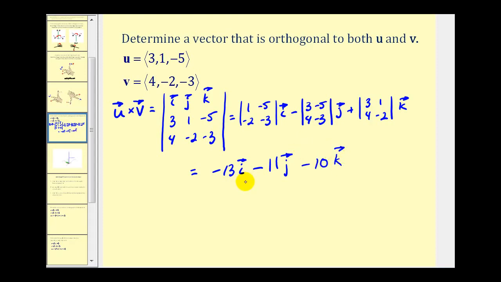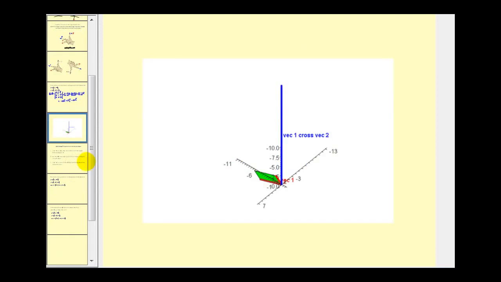So this vector should be orthogonal to both vector u and vector v. Let's go and take a look at the graph of this. Now it's a little hard to interpret this because we're looking at a three-dimensional graph on a two-dimensional surface, but you can see that this blue vector here, the cross of u and v, is perpendicular to both the red and brown vectors as we see here.